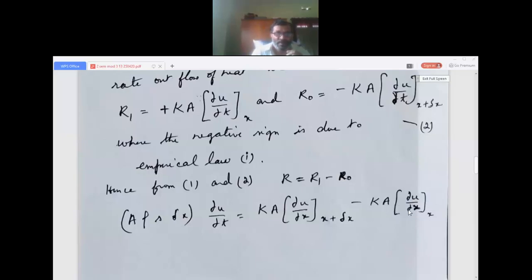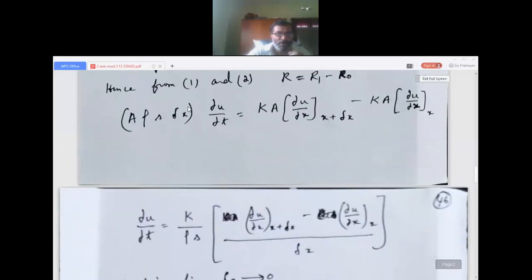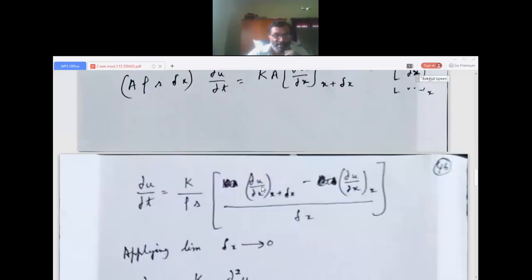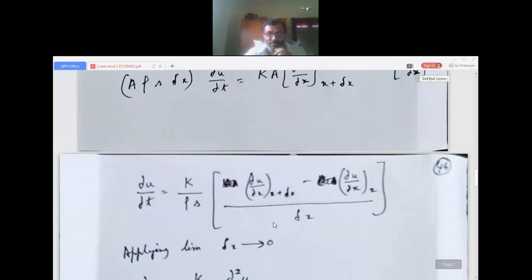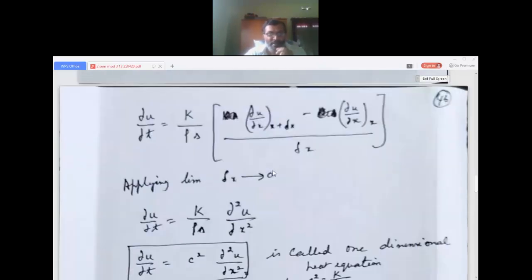Now we want only dou U by dou t, so bring this to the other side. A and A get cancelled, and K is common, so it will be K by rho S into dou U by dou x at x plus delta x minus dou U by dou x at x, divided by delta x. Applying the limit delta x tends to 0, dou U by dou t equals K by rho S times the second derivative, that is dou squared U by dou x squared.